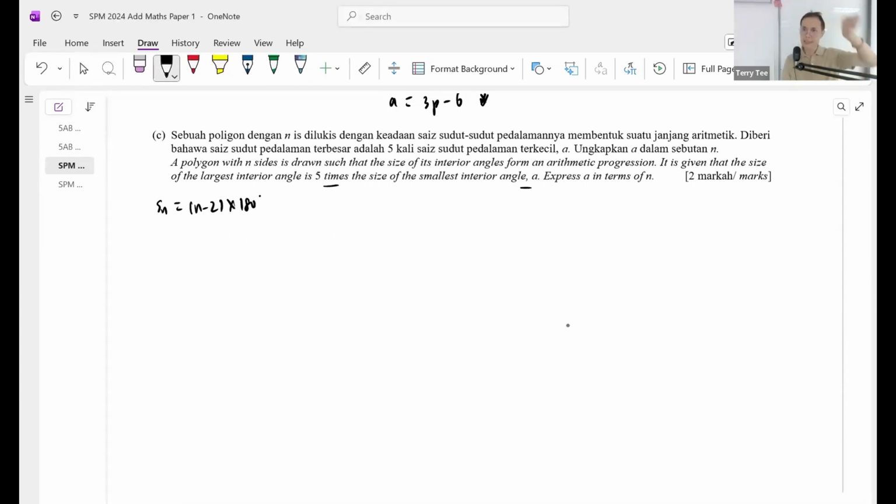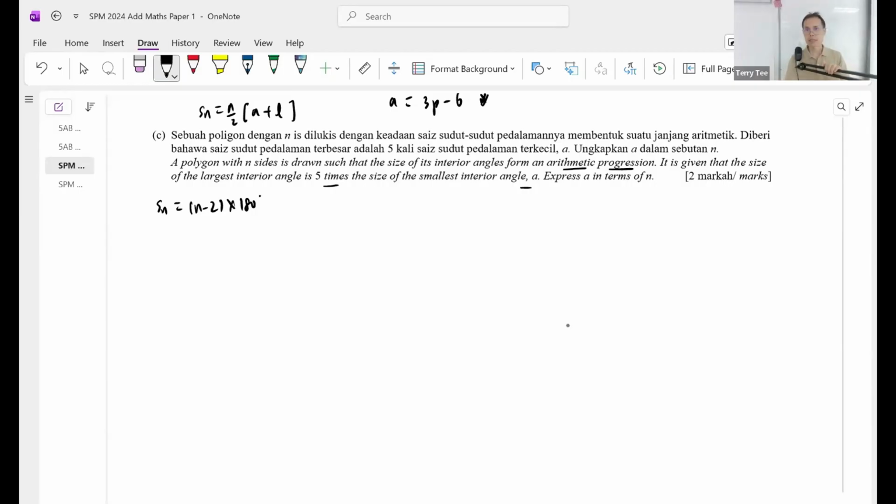We know the total interior angle. They say the largest is 5 times the smallest. So we know the largest, we know the smallest, so we can use this formula. Let me write down here, n over 2 times (a plus l). Remember the sum of the first n terms of an arithmetic progression? Now we know it's arithmetic. Why? Because they already mentioned here it forms an arithmetic progression. The angle keeps increasing until the largest one is 5 times the smallest one. So let's use this formula directly.